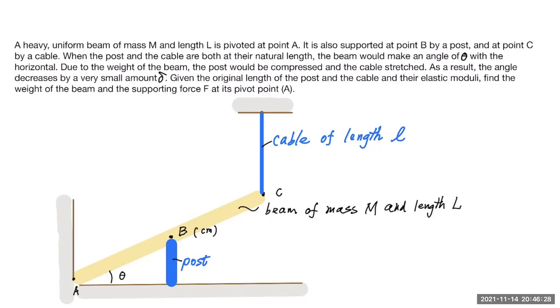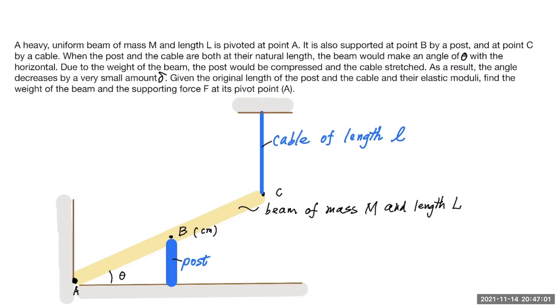So what we have here is a heavy, uniform beam of length L. It starts from point A and ends at point C. Now it is pivoted at point A, so there is a pivoting force here at point A. It's also being supported by a post at point B, which also happens to be the center of mass of the beam in the middle. And then on top of that, there is a cable that's connected to point C, the other end of the beam, to provide an upward supporting force.